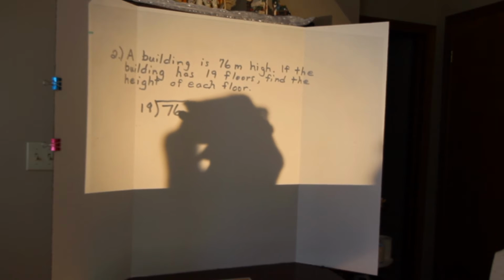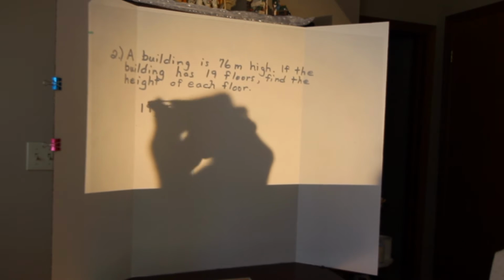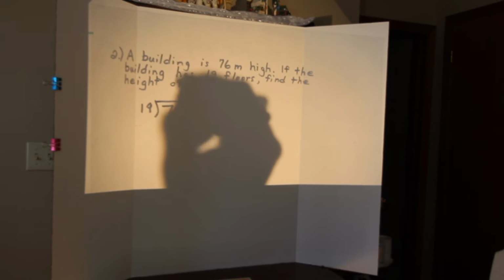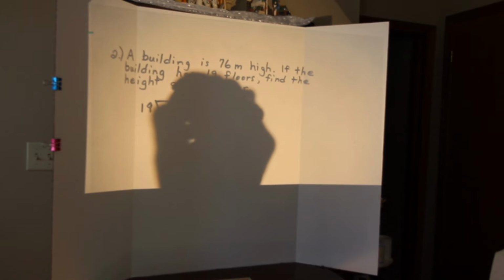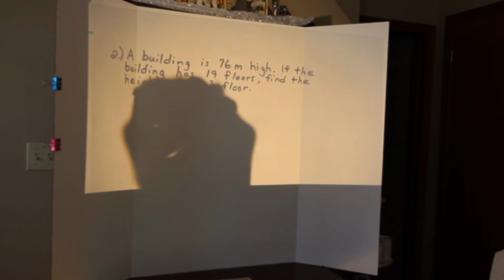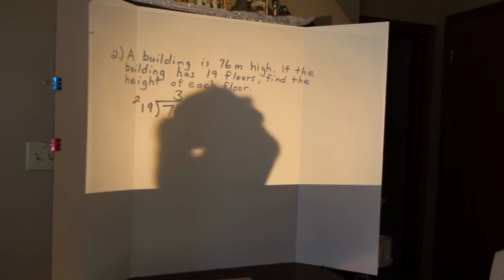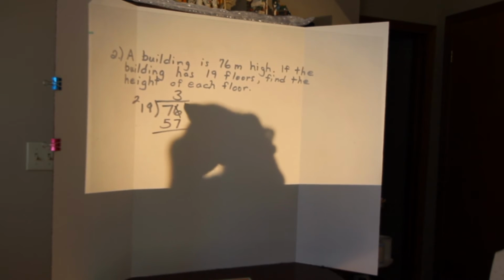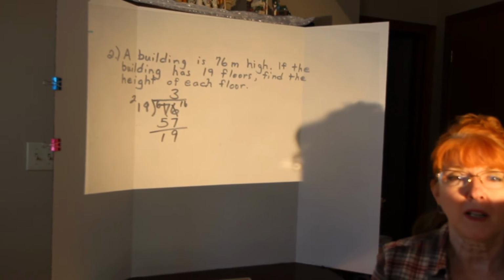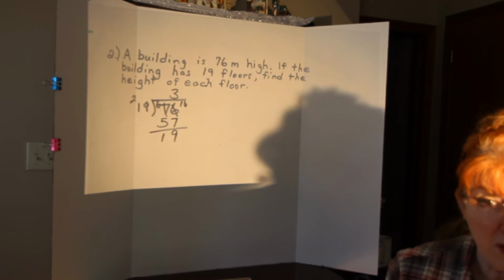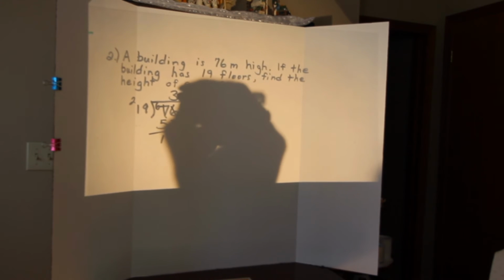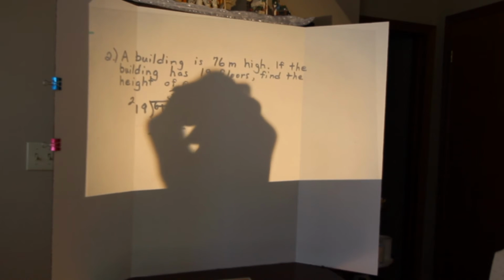Now, there's 19 floors, 76 meters. So approximately, how much are you going to get? 19 times 5 would be over, so we're going to go with 3. 3 9s is 27. 3 times 1 is 3, plus 2 is 5. So I have 16 take away 7 is 9. And 6 take away 5 is 1. So I could have gone up 1. I ended up with the exact same remainder as my divisor. Therefore, I didn't do enough in my quotient, my answer. So instead of 3, it should have been 4.